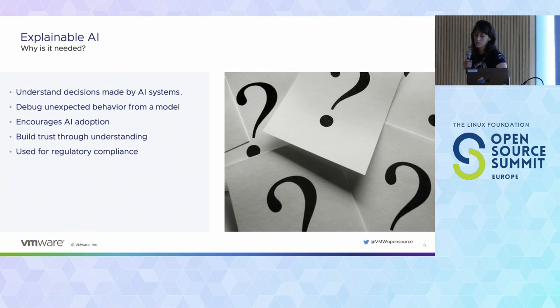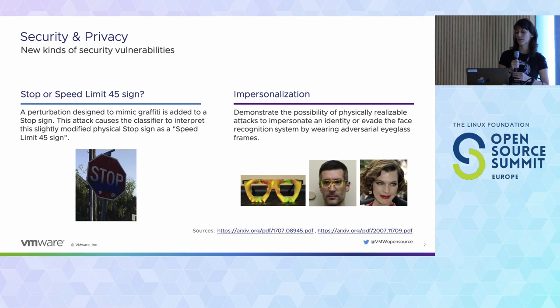Explainable AI is a research field on machine learning interpretability techniques, which aims to understand the model and provide human understandable explanations to different stakeholders. So if we are able to achieve explainability in machine learning, we will be able to understand the decisions made by the AI systems, but also we will be able to debug unexpected behavior from the models. And all this will encourage AI adoption that is built through trust, because we are going to understand all these algorithms. The black box will not be so black. And all this will be used as a foundation for defining regulatory compliance.